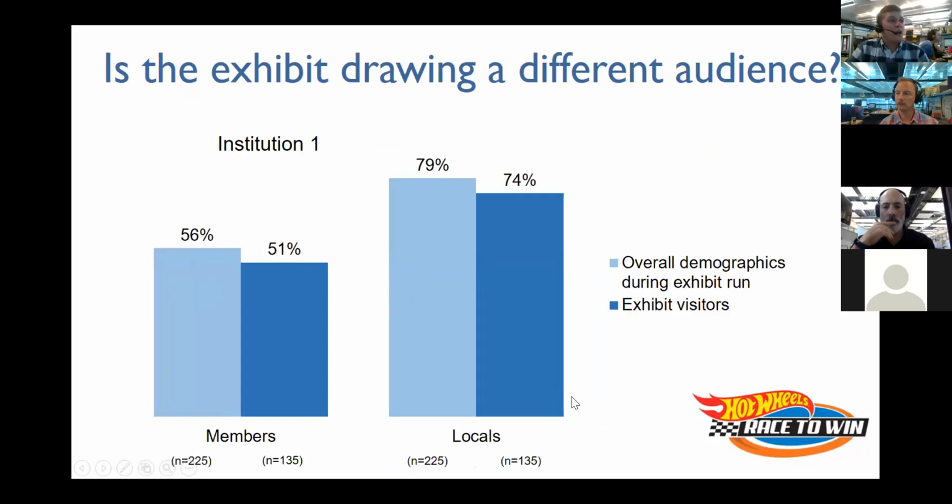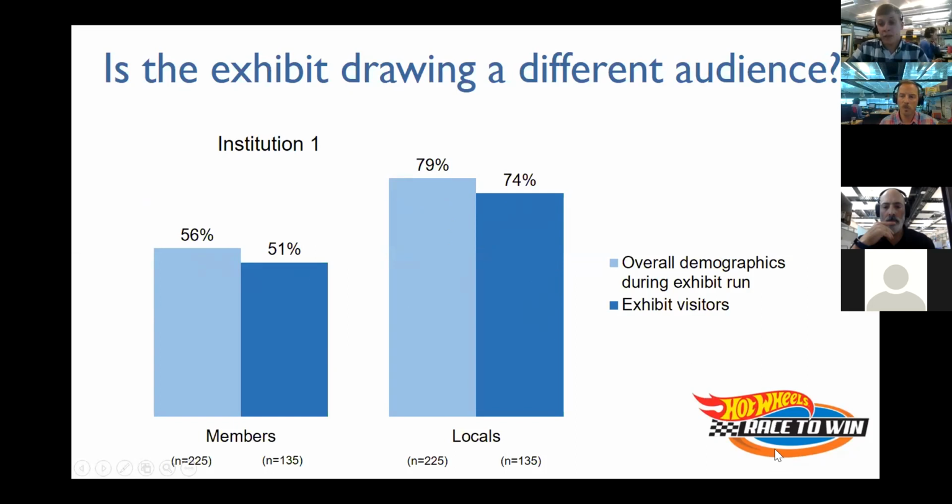And for this too, we decided to look at another exhibit, rather, sorry, to see if the exhibit was drawing a different audience. So here, with Hot Wheels Race to Win, we're looking at one of the institutions that it visited. It looked like, in this case, Hot Wheels was drawing slightly fewer members than were in the overall sample, and slightly fewer locals as well. It's not a huge difference, right? And we didn't do any kind of testing to say whether this is a significant difference. We just looked to see what the comparisons were.